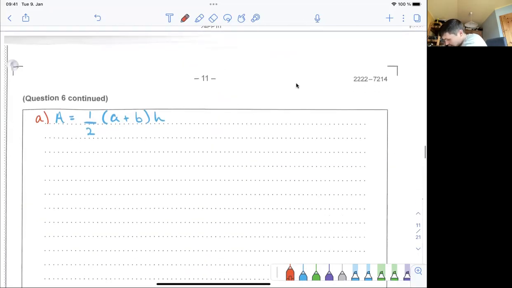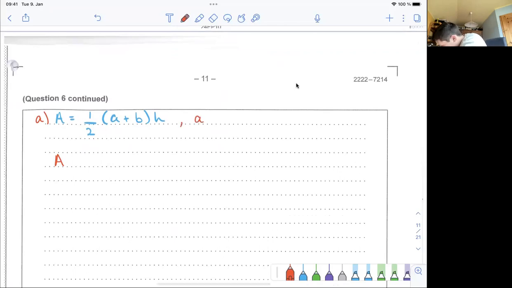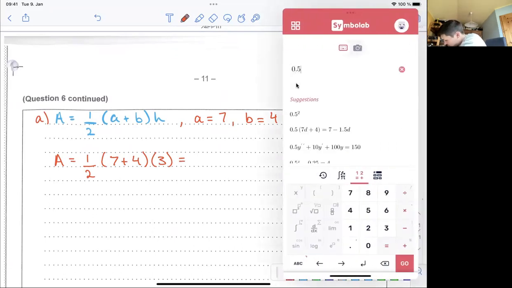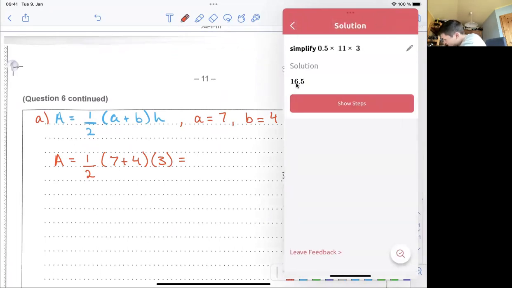So let's plug this into our formula. In fact, let's even say up here a is equal to 7, b is equal to 4, and h is equal to 3. We'll put this all into the formula: 0.5 times (7 plus 4, which is 11) times 3 equals, and we get an answer of 16.5.